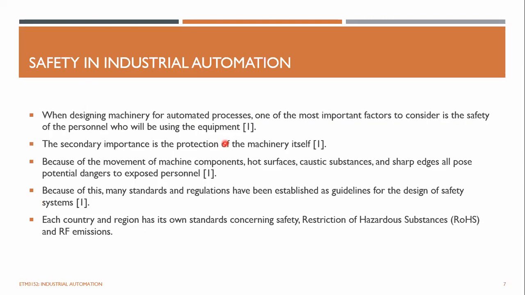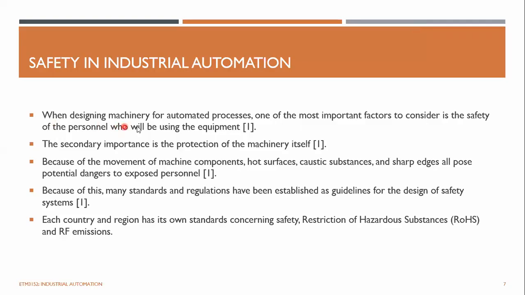And now we are moving to safety and industrial automation. When designing machinery or an automated process, one of the most important factors to consider is the safety of personnel who will be using the equipment. So the safety of the people is more important than the equipment when it comes to real work. The secondary importance is the protection of the machinery itself.